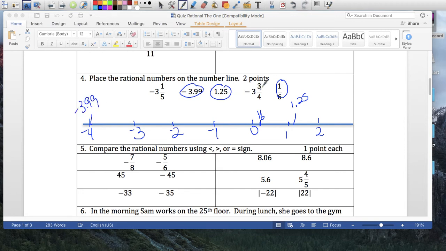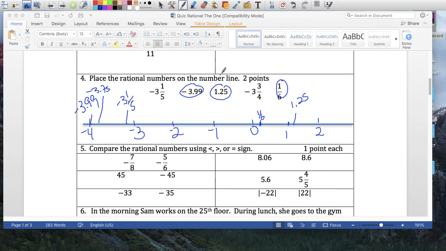Negative 3 3/4 is negative 3.75. So it's about here. And negative 3 1/5. Still between negative 3 and negative 4, but a little closer to 3. It's negative 3 and 1/5, and something out of 5. Right? So negative 3 1/5.